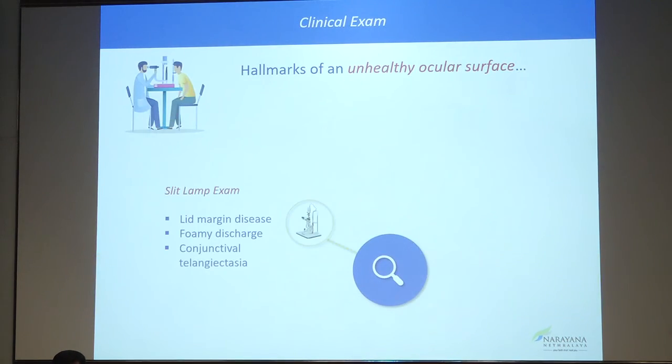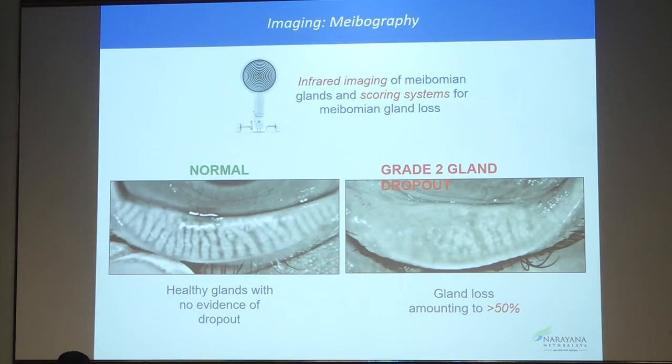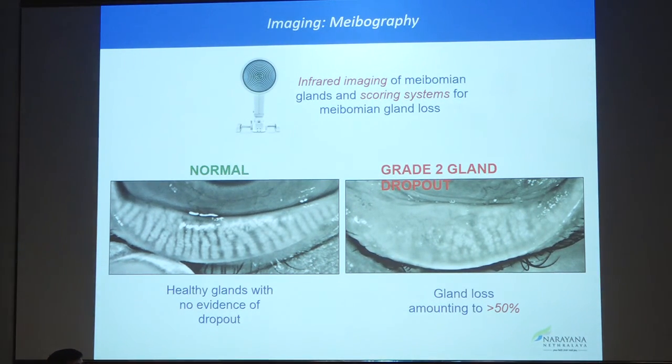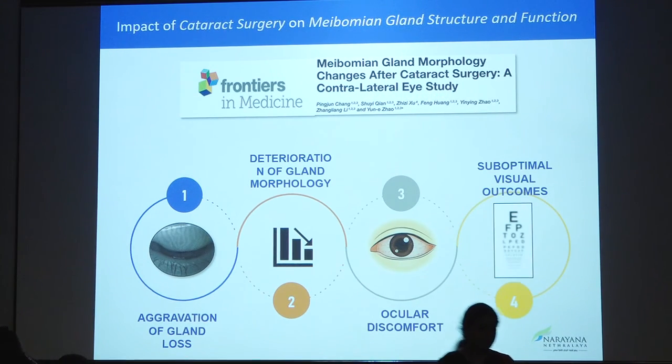The clinical examination includes your typical lid margin changes, your Schirmer's and TBUT, which are part of the routine assessment. Many times they may not be very clinically relevant or apparent, for which you need to do something deeper. Today meibography is part and parcel of refractive practice, and cataract is going towards refractive cataract surgery. So I think incorporating meibography in your premium practice is not a bad idea, because a lot of these elderly people do suffer from dropout of those glands. And having dropped glands and deterioration of gland morphology, ocular discomfort, which leads to suboptimal outcome, is quite common today.